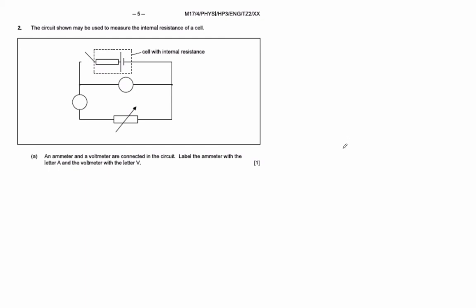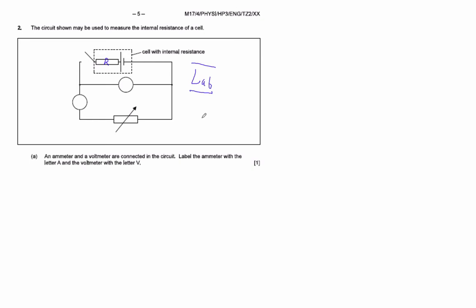All right. The circuit shown may be used to measure the internal resistance of a cell. This, by the way, is a resistor, one of those IB resistors, and this is a variable resistor here. This is exactly the way our lab was set up. We did this lab, depending on when you're looking at this video. This is just like the lab. We did the PhET simulations, and we did the lab itself.